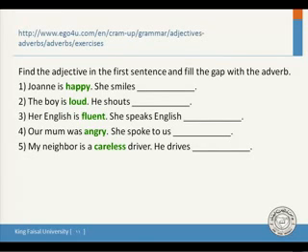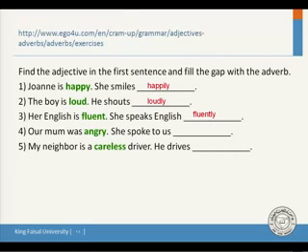The boy is loud. His voice is loud. He shouts. Verb. How does he shout? He shouts loudly. Number 3. Her English is fluent. You can see that fluent is an adjective because it describes her English. It describes a noun. She speaks English. How does she speak English? Fluently. She speaks English fluently.